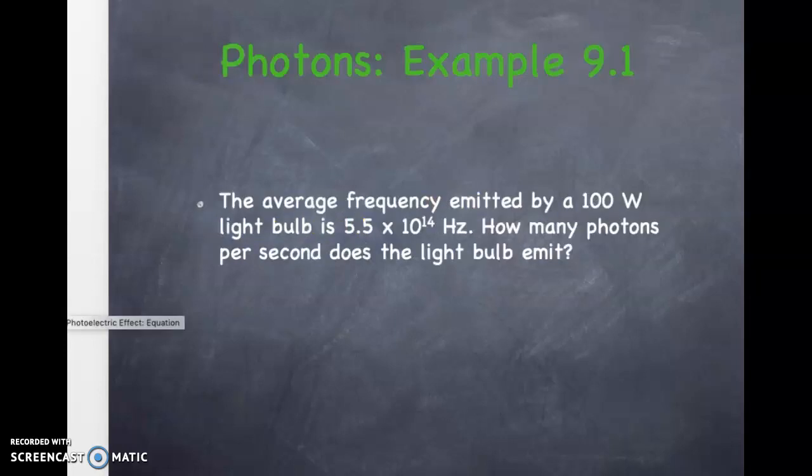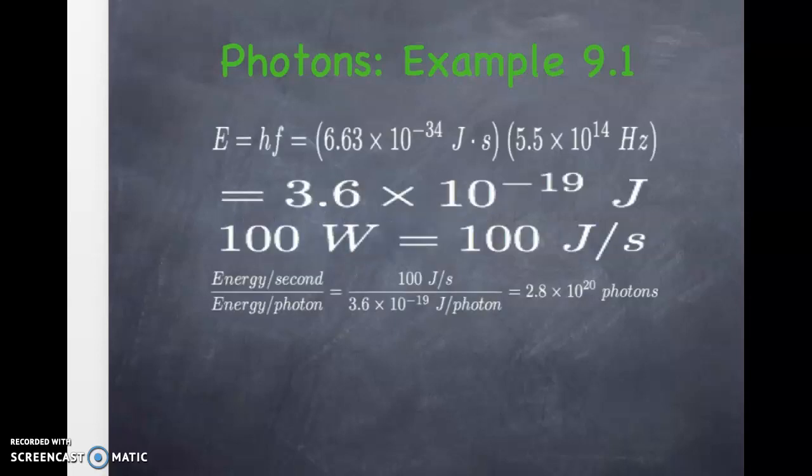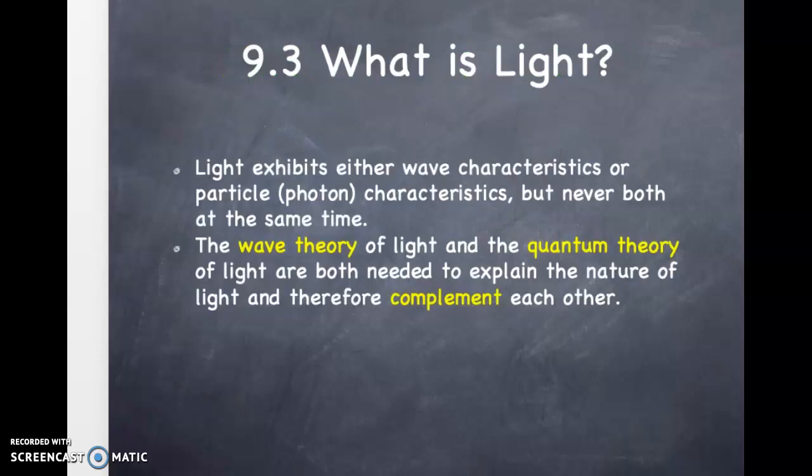The average frequency emitted by a 100-watt light bulb is 5.5 times 10 to the 14 hertz. How many photons per second does this light bulb emit? And you're going to find it's a huge number. So we work through the mathematics. We calculate the energy first, and the energy comes out to be 3.6 times 10 to the negative 19 joules. And then we can calculate that 2.8 times 10 to the 20 photons per second are emitted by this 100-watt light bulb. That's a large number of photons.